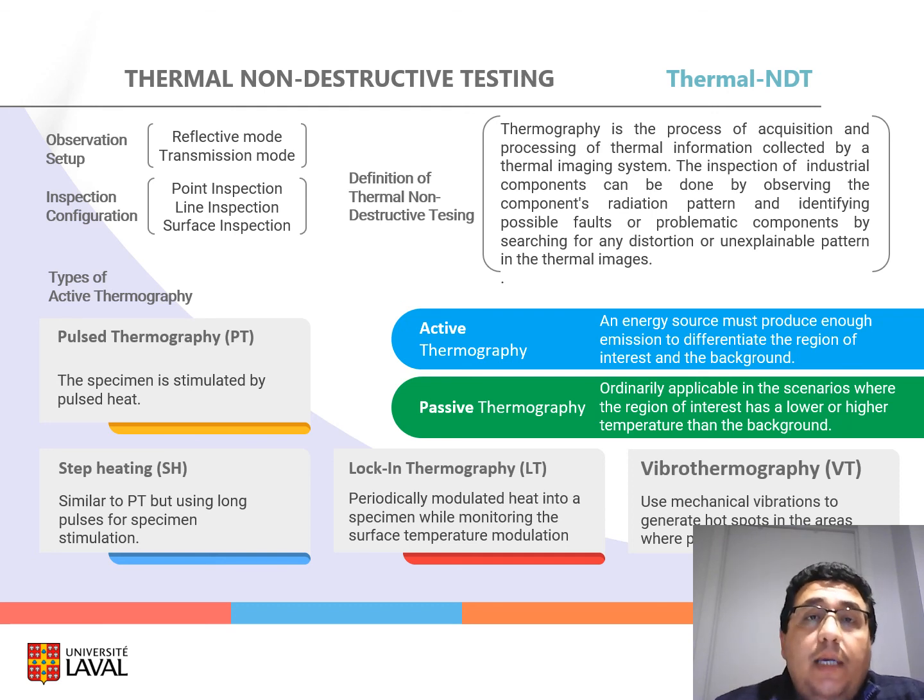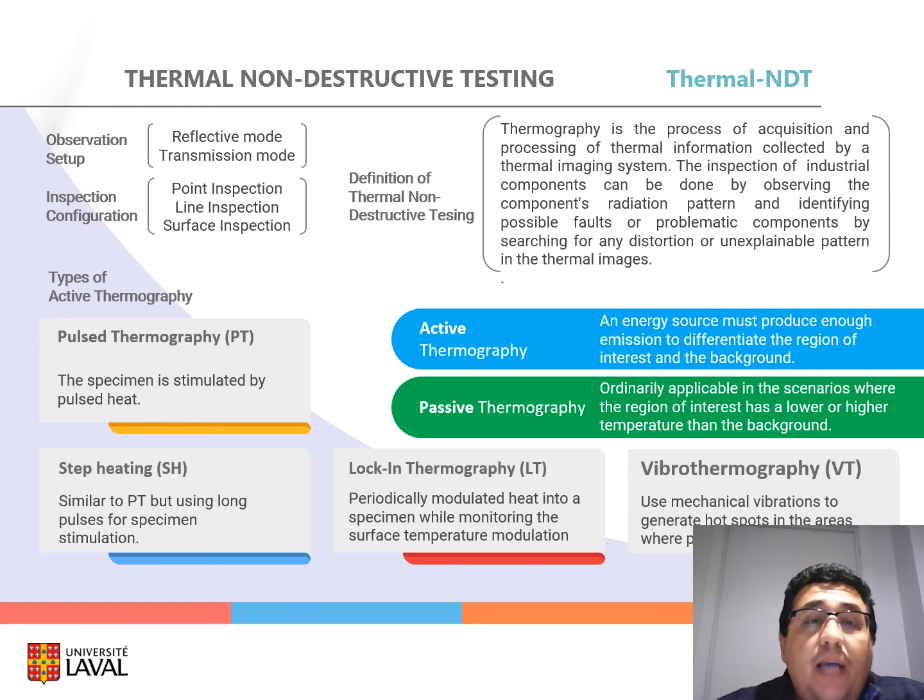Thermography can be categorized into two different approaches: active thermography and passive thermography. In active thermography, an energy source must produce enough emission to differentiate the region of interest and the background. Passive thermography, on the other hand, is applicable in the scenarios where the region of interest has a lower or higher temperature than the background.